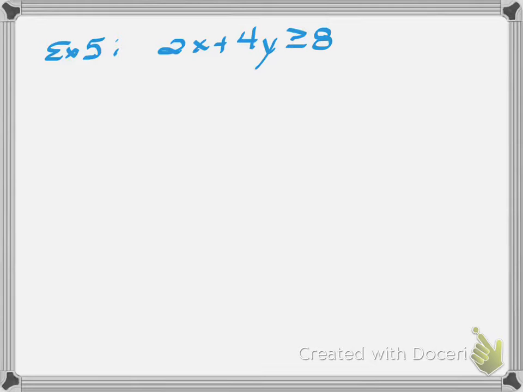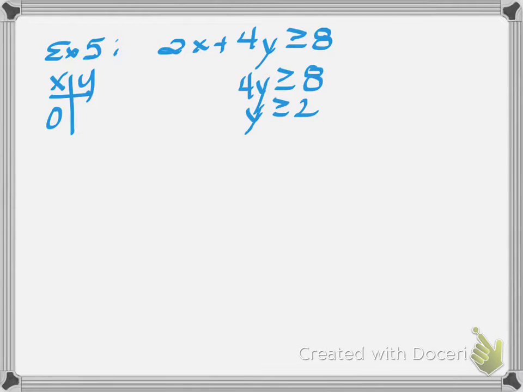Our last example for this is 2x plus 4y is greater than or equal to 8. And again, this time I'm just going to plug in points. I don't know if you remember it, I called it the cover-up method because basically I'm choosing to make x 0 first. 2 times 0 is now 0. So the equation I'm left with is 4y is greater than or equal to 8. Divide by 4. That means that y is greater than or equal to 2.